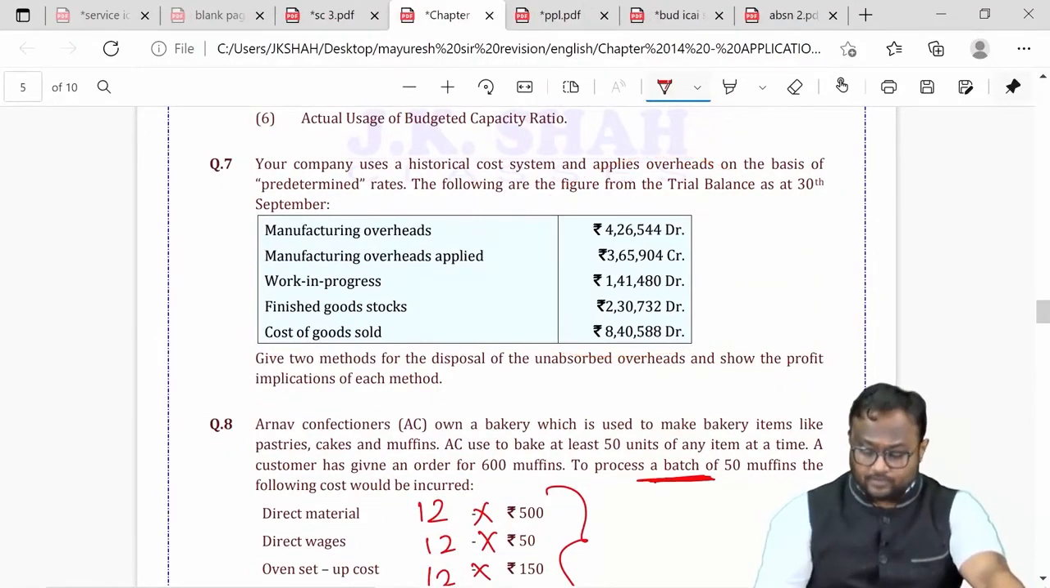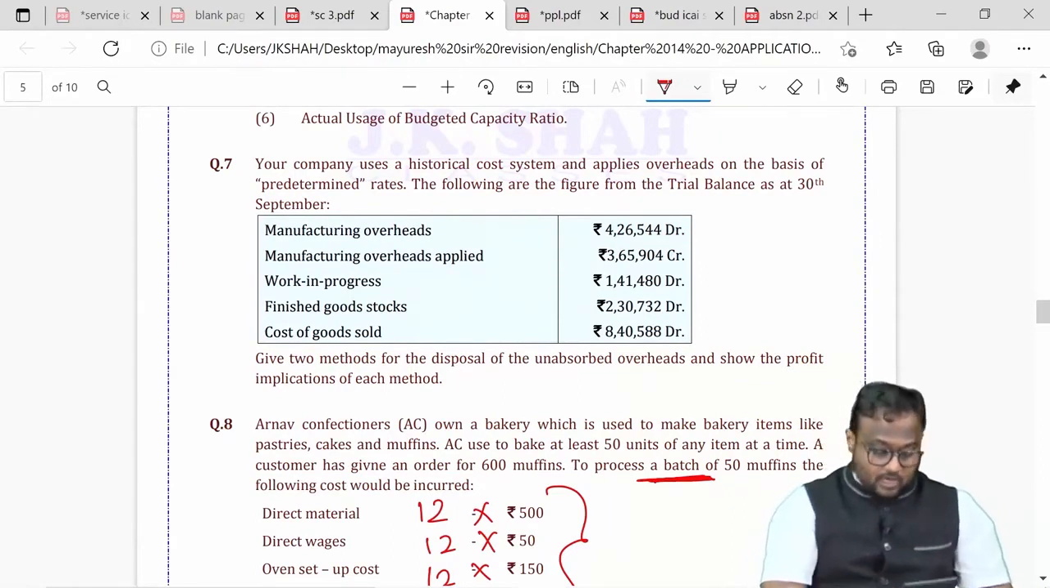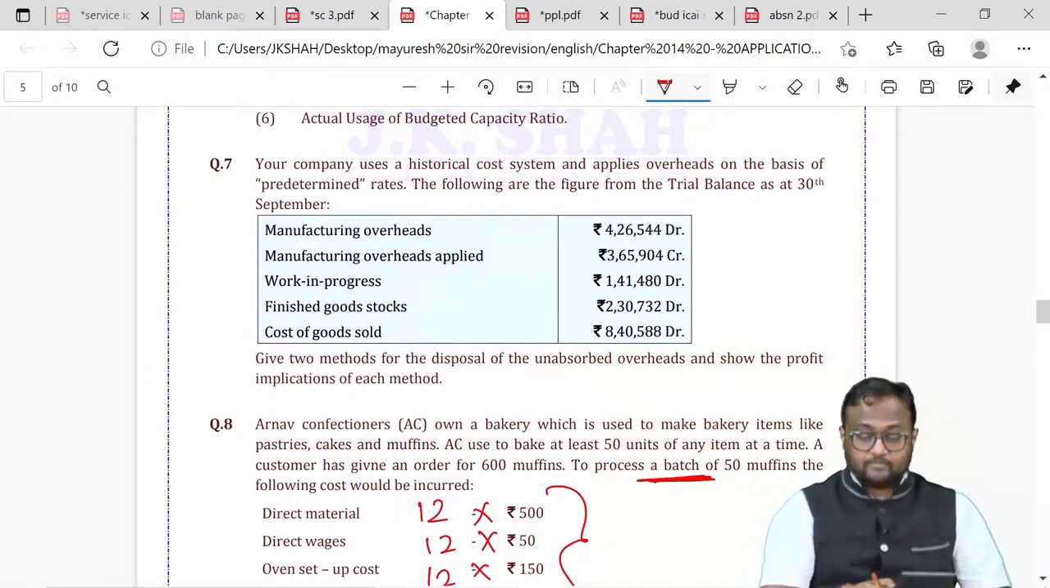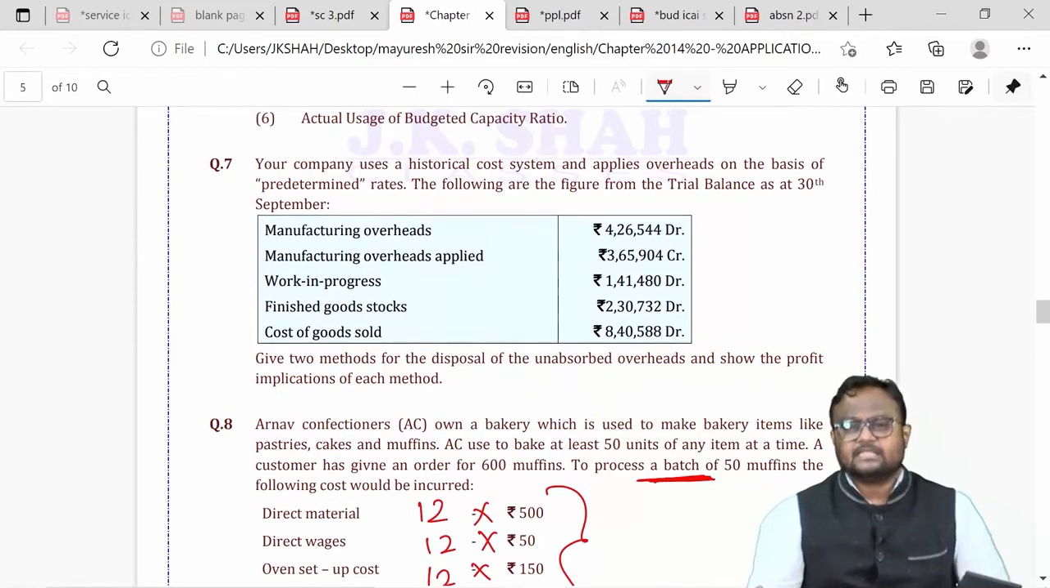This was about treatment of under or over absorption. This was your overheads incurred, and this was your overheads applied. Applied means absorbed. So I incurred 426,544. I should have absorbed 426,544, but I have absorbed 365,904. The difference, 60,640, is your under absorption.